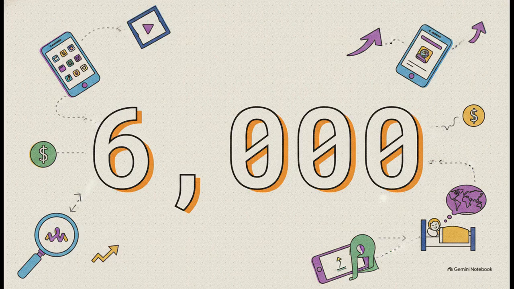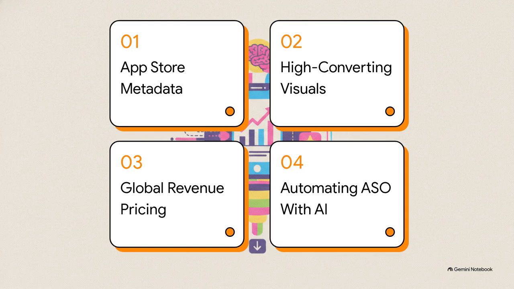You basically do the heavy lifting once, and then you just watch new installs roll in from all over the world while you're fast asleep. So how do we actually replicate that kind of success? Well, we're going to walk through a step-by-step masterclass covering what we like to call the Four Horsemen of ASO. First up, we'll tackle mastering App Store metadata. Then we'll move right into designing high-converting screenshots, followed by a look at maximizing your global revenue through smart pricing. Finally, we'll wrap it all up by showing you how to automate this entire shebang with AI.